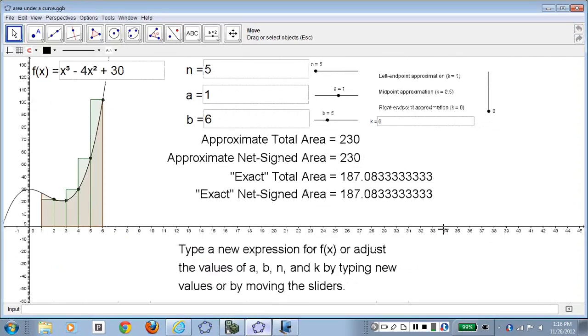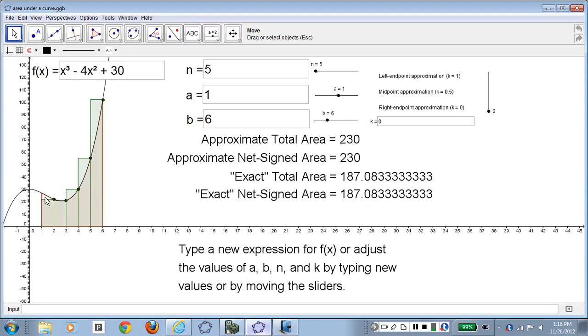We'll get close. Here is the GeoGebra picture. For f of x equals x cubed minus 4x squared plus 30, you can see that this is probably an overestimate of the actual area with n equals 5 little rectangles, so there's a rectangle for each of the units there, A equals 1 to 6. You can see the shaded region underneath the curve and the rectangles.